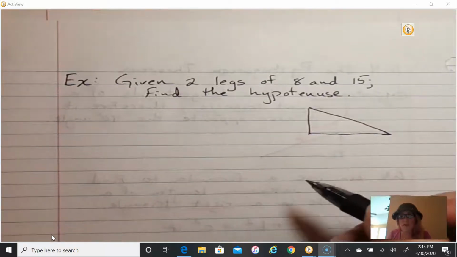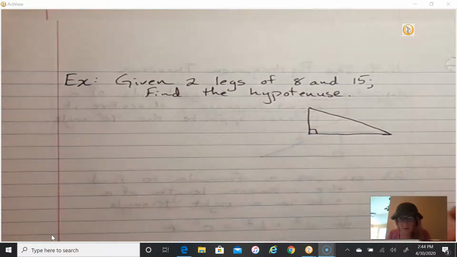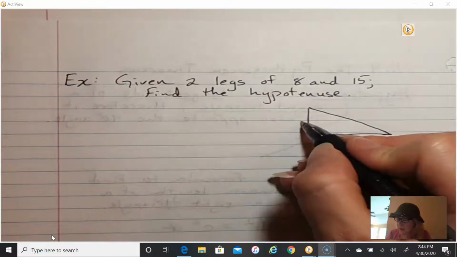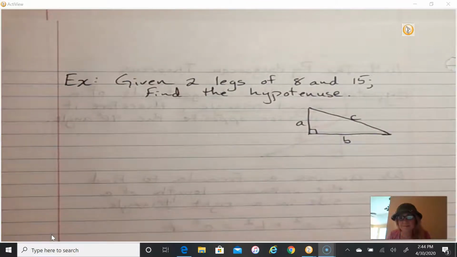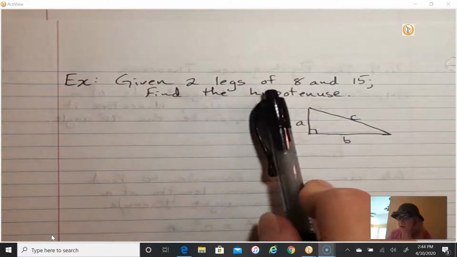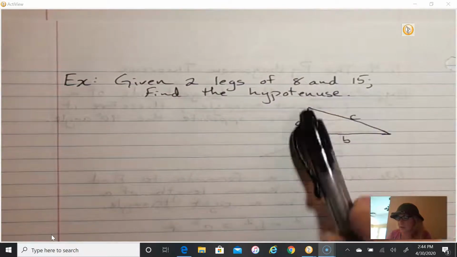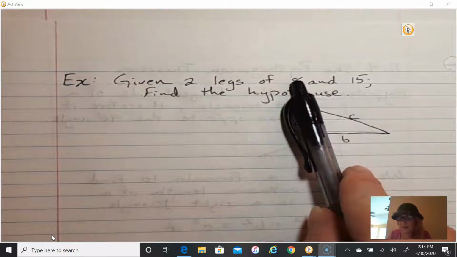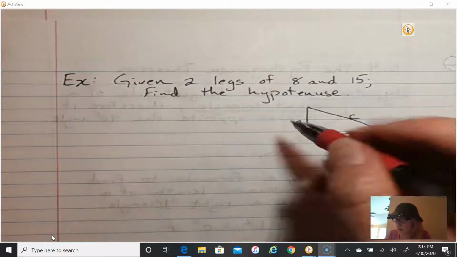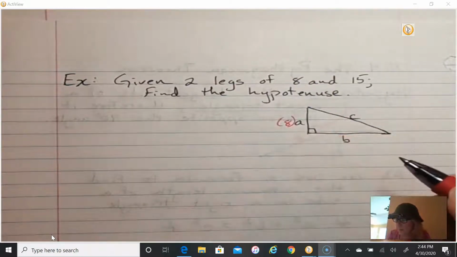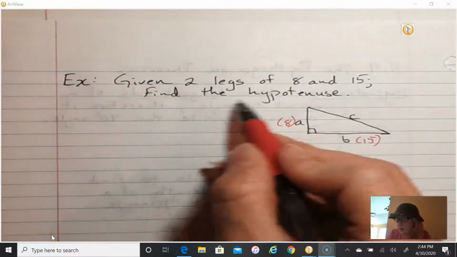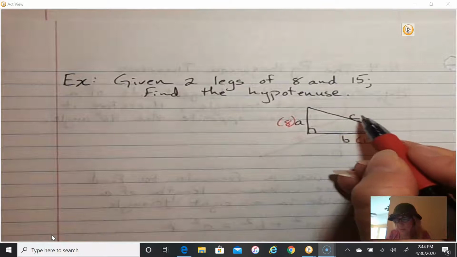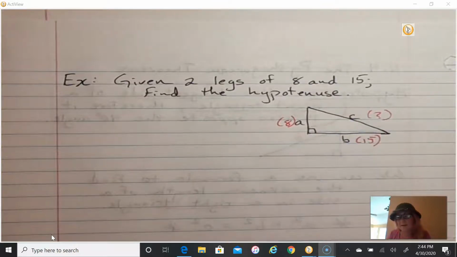Okay, so draw a triangle. Right triangle. We have A, B, and C as your hypotenuse. You are given 2 legs, 8 and 15. Well, these are your legs. 8 is the smallest number, so we're talking about right here. 15 would go right here. And it says find the hypotenuse. This is the hypotenuse. We don't know what it is.